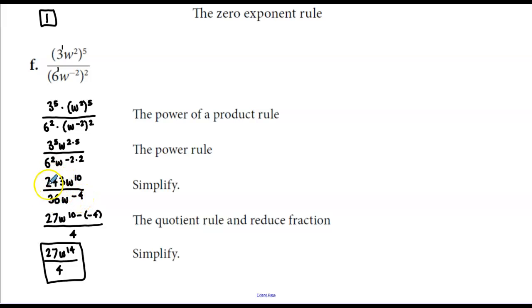So if we simplify this 243 divided by 36, that means they both have 9 in common. So 9 goes into 243 27 times, and 9 goes into 36 4 times. And then we can see here that we have a base that we're dividing, the same base. So we have w to the power of 10 minus the exponent in the denominator, which is -4. So since it's 10 minus a -4, it becomes 10 plus 4. So we have 27w to the 14th power divided by 4.